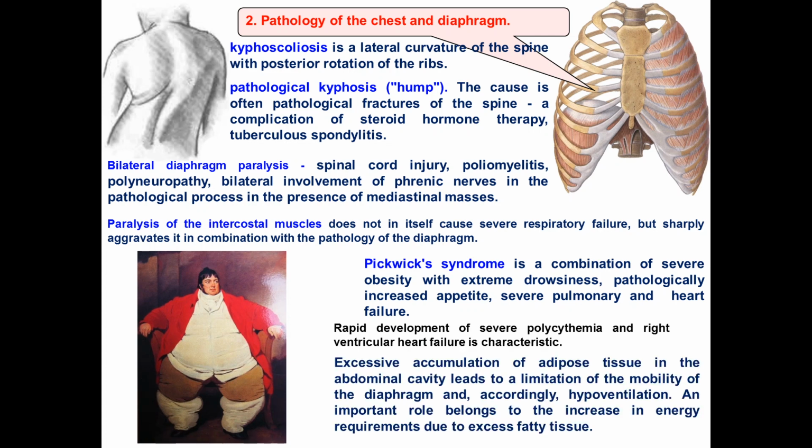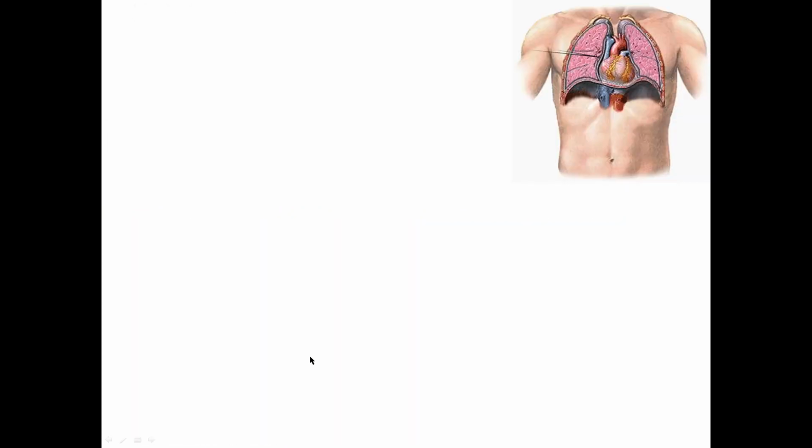Next is very important. Pickwickian syndrome is a combination of severe obesity with extreme drowsiness, pathologically increased appetite, and severe pulmonary and heart failure. A rapid development of severe polycythemia and right ventricular heart failure is characteristic. Excessive accumulation of adipose tissue in the abdominal cavity leads to a limitation of mobility of the diaphragm and accordingly hypoventilation. An important role belongs to the increase in energy requirements due to excess fatty tissue.